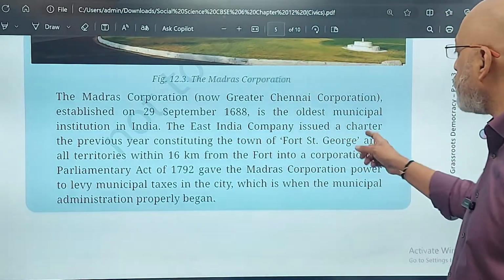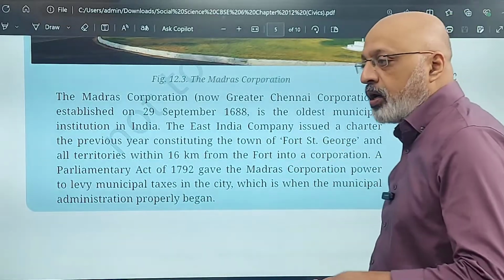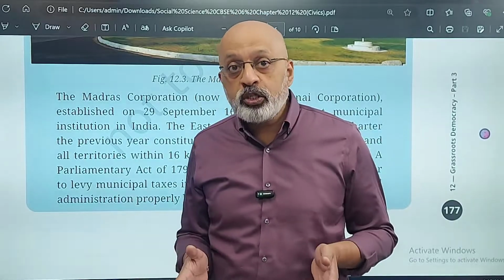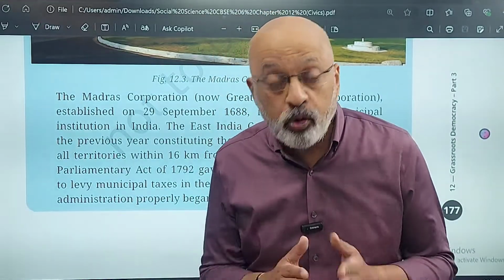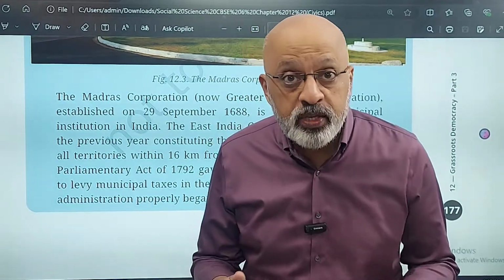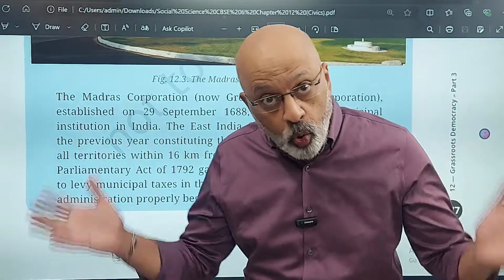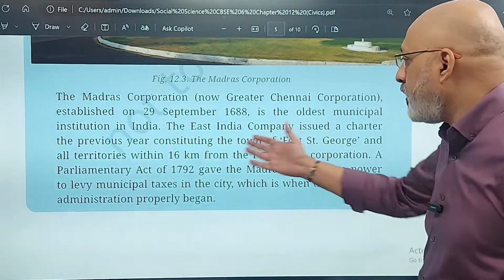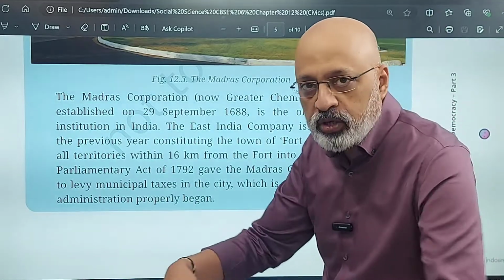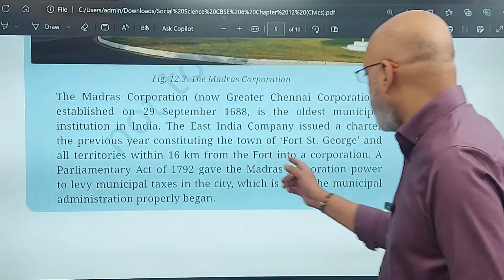The East India Company issued a charter the previous year constituting the town of Fort St. George. Now those of you from Tamil Nadu, Chennai will be familiar, but Tamil Nadu का जो secretariat है, जिसको सचिवालय बोलते हैं हिंदी में, where the government, where Chief Minister M.K. Stalin sits, is called Fort St. George. It's an old building, right? And territories from 16 kilometers from the fort were the thing. So आसपास के जितने भी areas थे, उसको मिला के they made it into a municipal corporation.